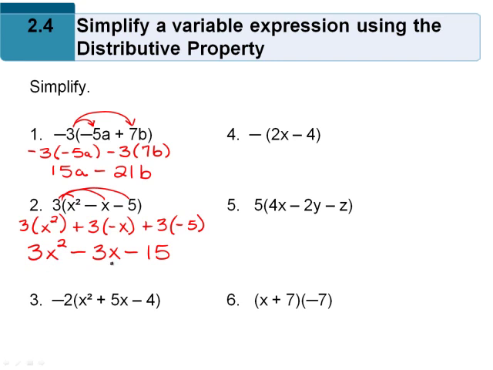Now, 3x squared minus 3x, those are not like terms. X squared is not the same as x. So all of those three terms, 3x squared minus 3x minus 15, that whole expression there is your answer. And that's it for that one.